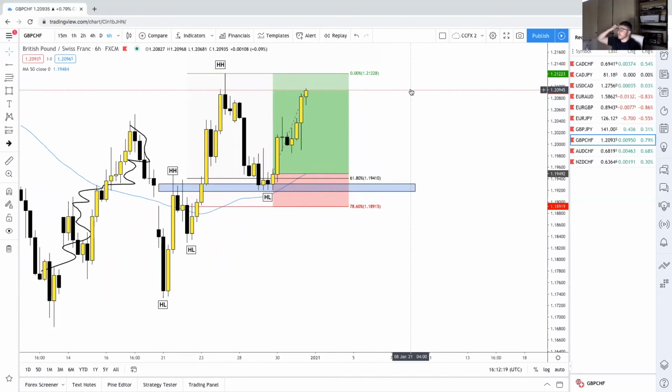Again, you've got to think of the time scale: it's New Year's Day, it's Friday, it's a bank holiday. There's not going to be hardly any volatility in the market.